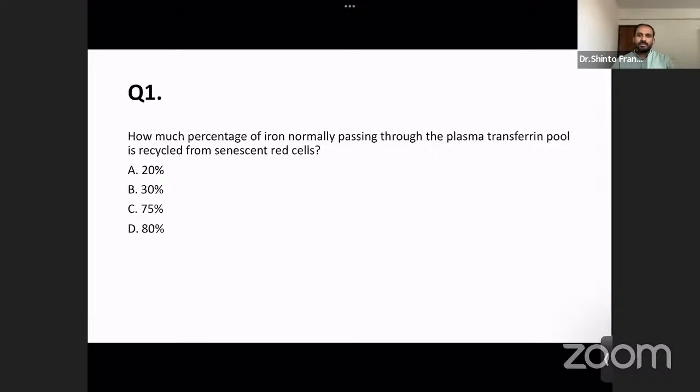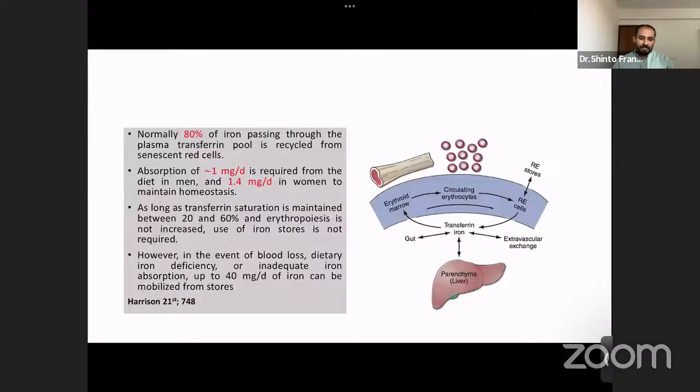Question number 1 is based on iron metabolism. The question is: how much percentage of iron normally passing through the plasma transferrin pool is recycled from the senescent red cells? This is something you either know or not. There is no guesswork involved, so directly to the discussion.